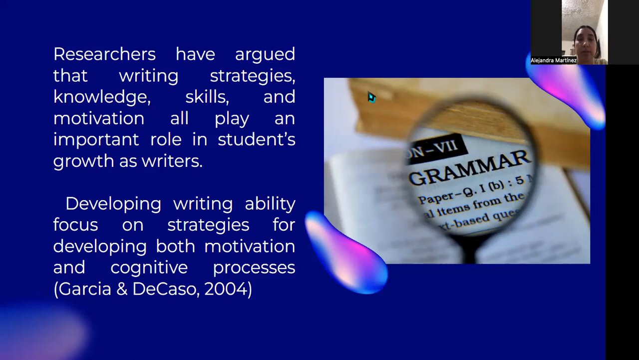So one promising approach to enhancing the writing skills of students is to really teach them strategies for carrying out basic writing processes such as planning, drafting, and revising. The next slide, please.